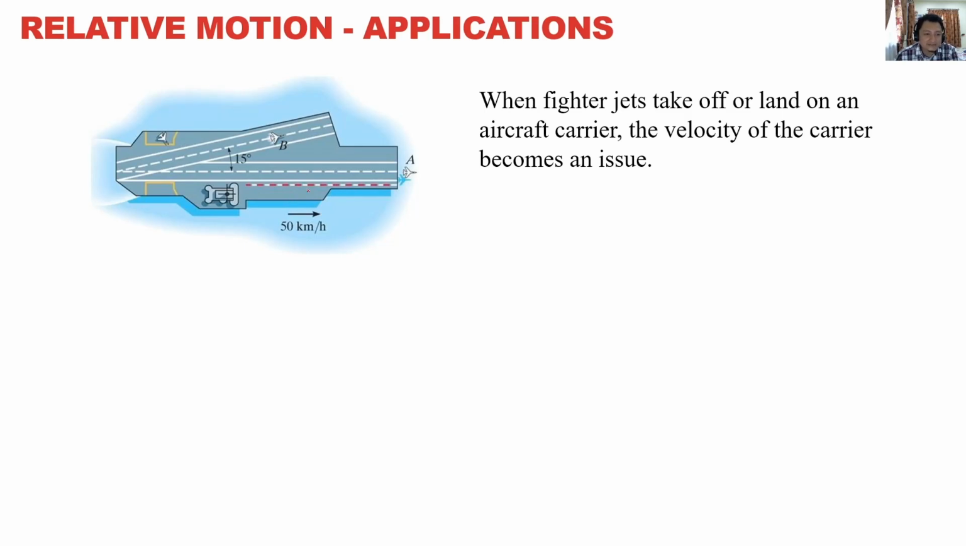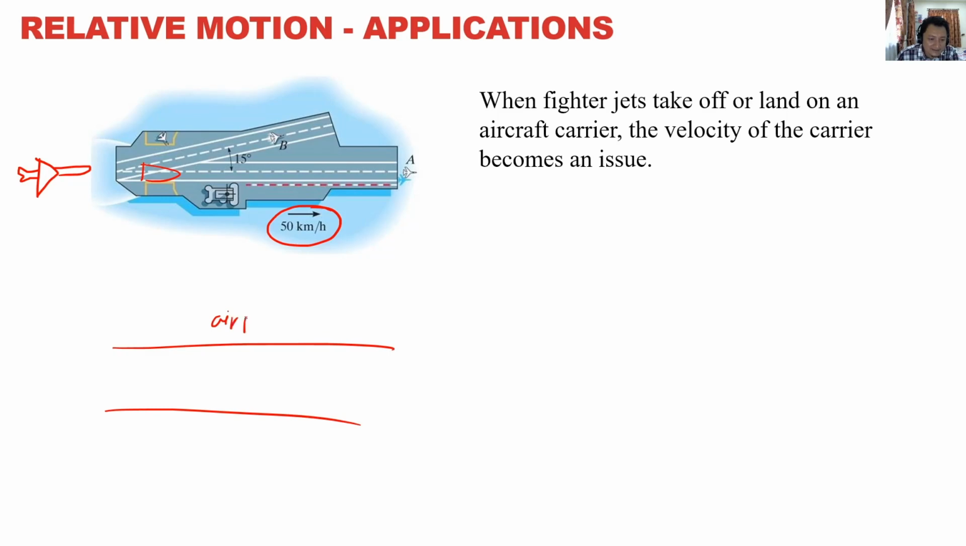This is an aircraft carrier. It is traveling at 50 km per hour. And then you've got airplanes. This aircraft is trying to land on the carrier moving at 50 km per hour. So what should the speed of the jets be so that they can match each other's speed and land properly? It's a different story if you're on an airport, right? The airport is stationary, it's not moving.